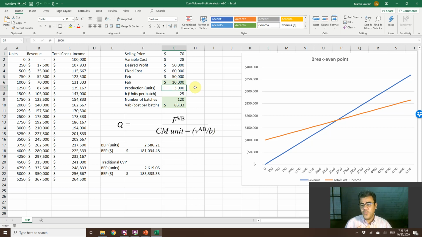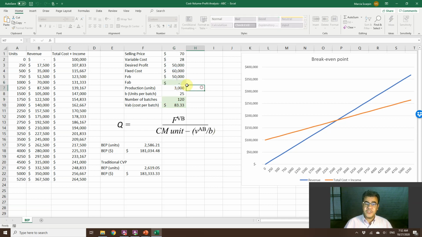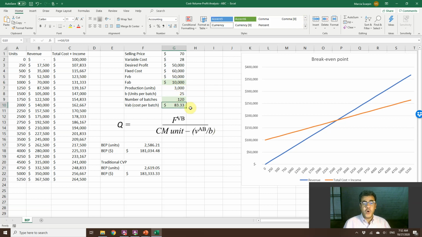And how can we find this variation here? Let's consider on this particular month, our production is 3,000 units, and we produce in batches of 25. So on this particular month, we work with 120 batches. So if this $10,000 varies according to the number of batches, our variable cost per batch is 83. So we have now a new variable cost per batch.